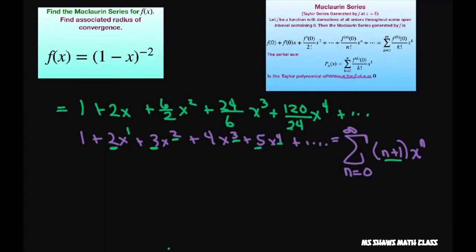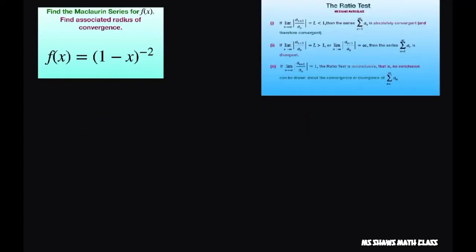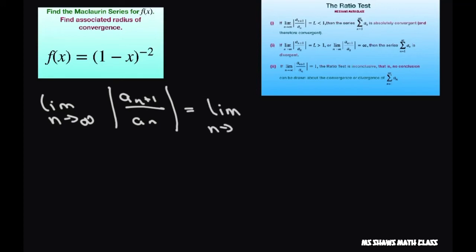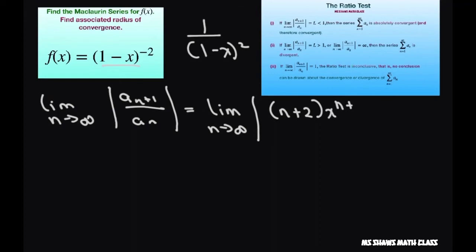Now we're going to do the test for convergence. And so we're going to go ahead and use the limit test. And write this as the limit as n approaches infinity of the absolute value of a sub n plus 1 divided by a sub n. So that's going to give you the limit as n approaches infinity of n plus 1. Now, remember, this is just 1 divided by 1 minus x squared. So this is going to be n plus 2, and then we're going to have x to the power of n plus 1. And then for the denominator, you're just copying down this part. So that's going to be n plus 1 times x to the power of n.